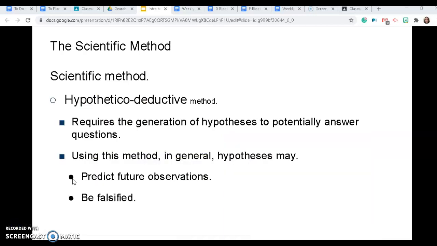So the scientific method uses what is called the hypothetical deductive method, which basically you create a hypothesis to potentially answer questions you might have about animals. Hypotheses may predict future observations or be falsified, in which case you would need to revise your hypothesis and make new observations and conduct new experiments.